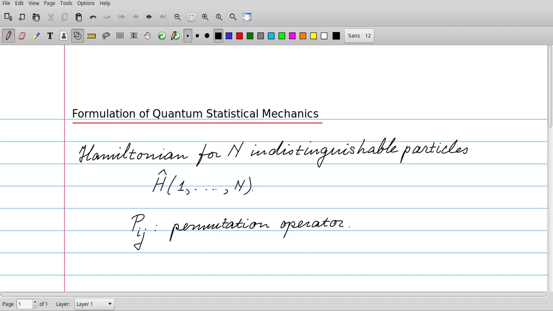In order to analyze the effect of the indistinguishability, we introduce an operator Pij, which is a permutation operator. Well, in fact it's only an exchange operator. It exchanges particles i and j in the system, which means for the Hamiltonian that the quantum numbers of particles i and j are exchanged, and because the particles are indistinguishable, that should have no effect on the Hamiltonian.